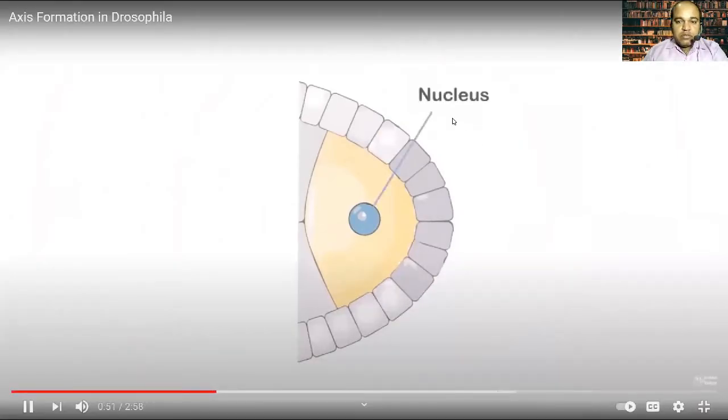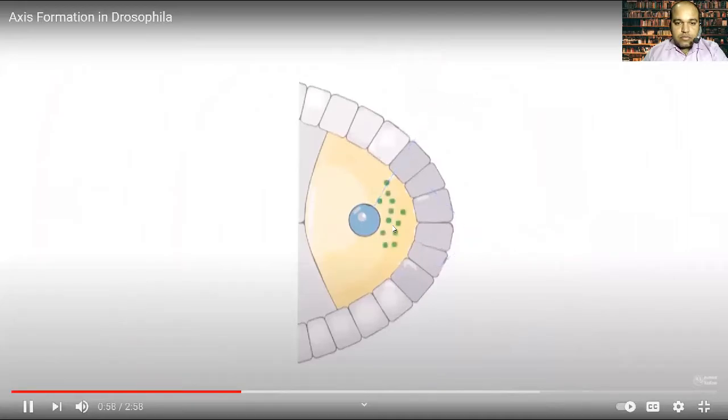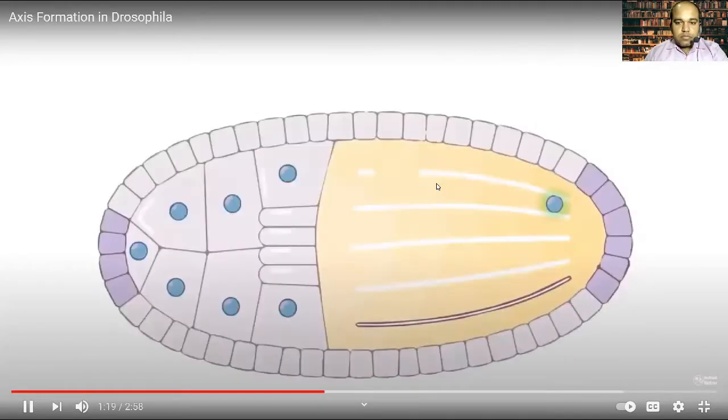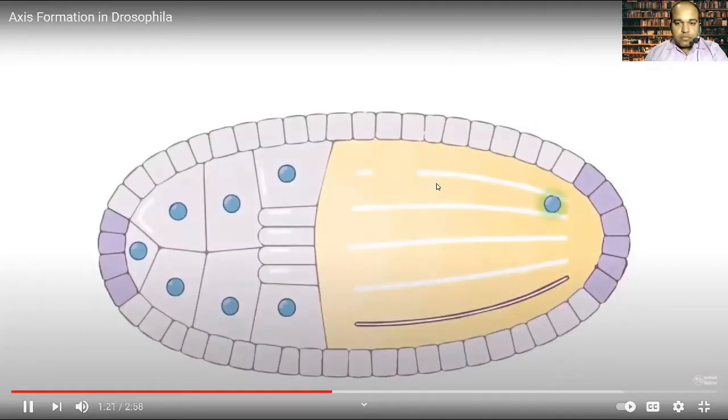The oocyte nucleus moves toward the terminal follicle cells and synthesizes gurken proteins. The terminal follicle cells express torpedo, the receptor for gurken. When gurken binds to torpedo, the terminal follicle cells differentiate into posterior follicle cells and synthesize a molecule that activates protein kinase A in the egg.